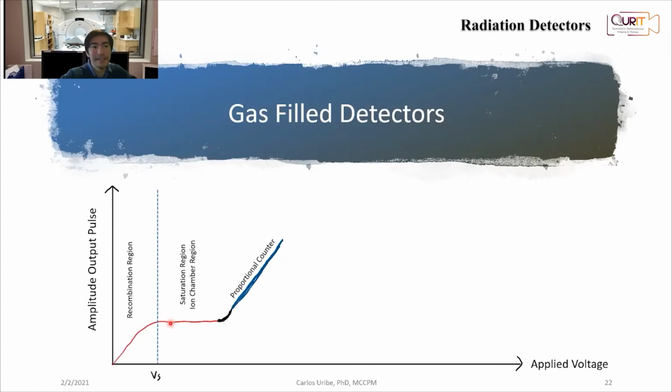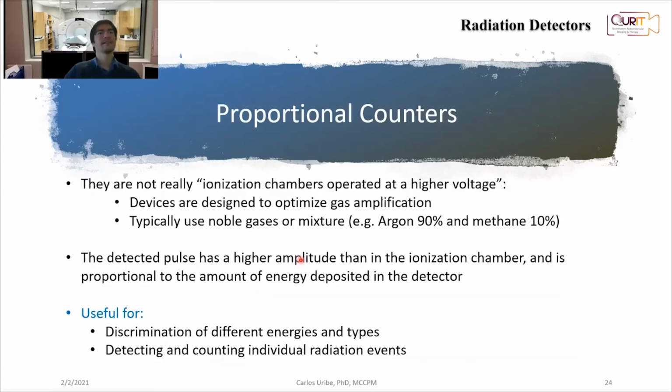Okay, so let's keep increasing the voltage. Now we are in the ion chamber region. We can keep increasing the voltage, and then we get to a region that we call the proportional counter region. What is happening is, as you increase the voltage, your output pulse starts going higher and higher. Although you would think they might be just ionization chambers that operate at higher voltages, that's not necessarily the case. They're actually designed to optimize what we call the gas amplification.